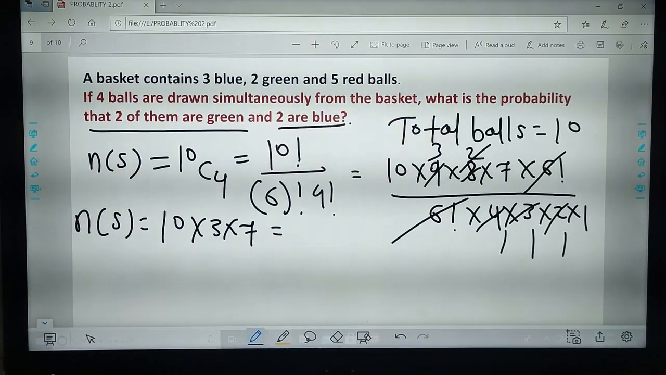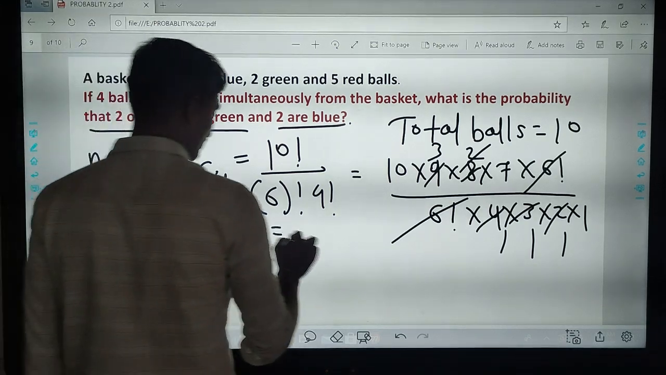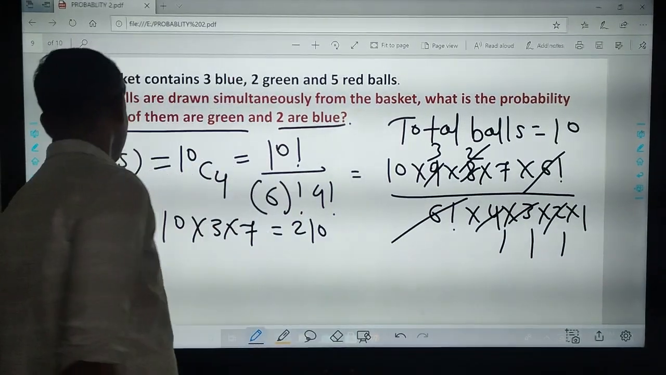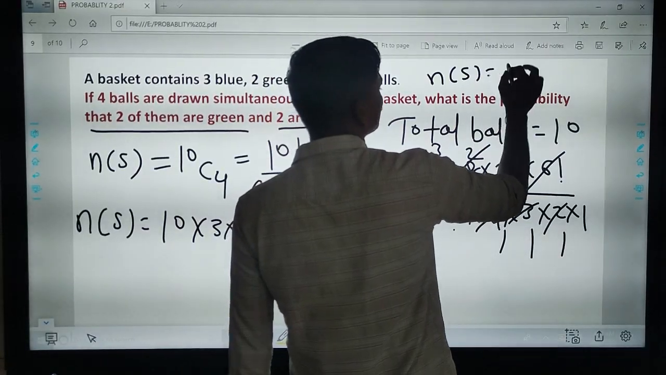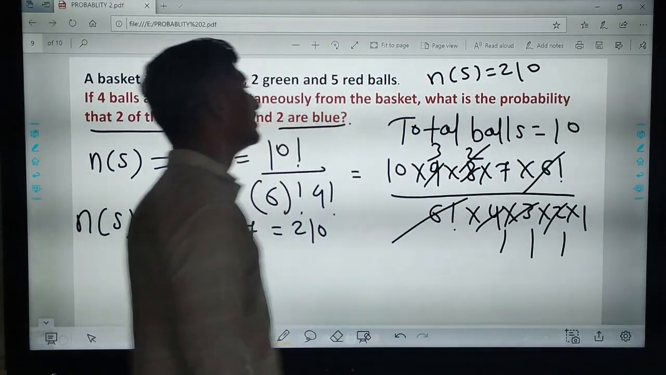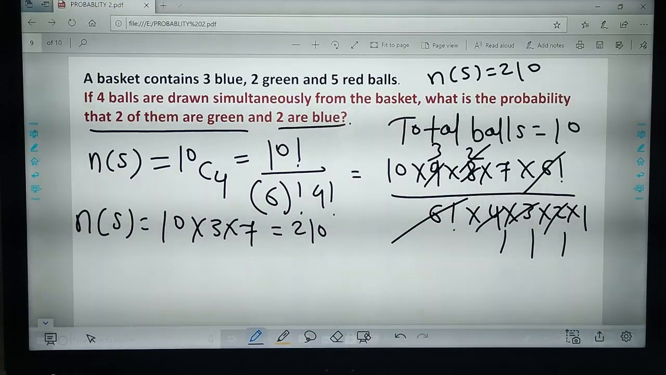10 into 3 into 7, that is 210. Then your value of n of S is equal to 210.